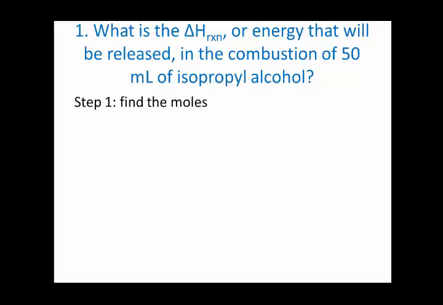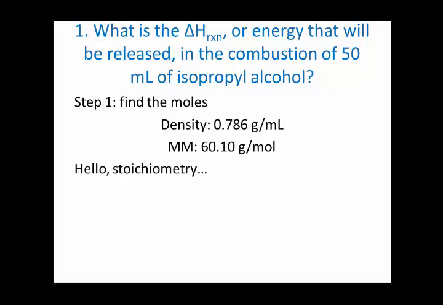So step number 1 is find the moles. So we can look up the density of isopropyl alcohol, which is 0.786 grams per milliliter, and then we can go ahead and calculate out the molar mass, which equals 60.10 grams per mole. So we say hello once again to our best friend stoichiometry.